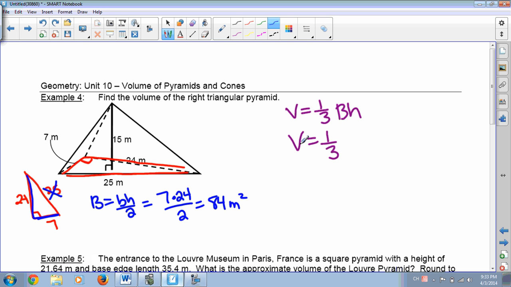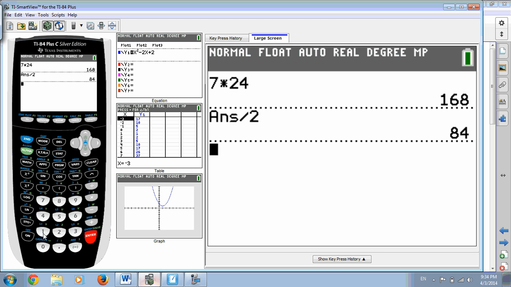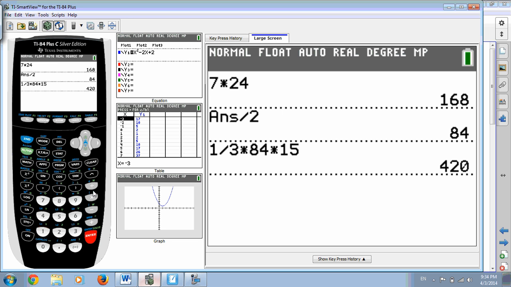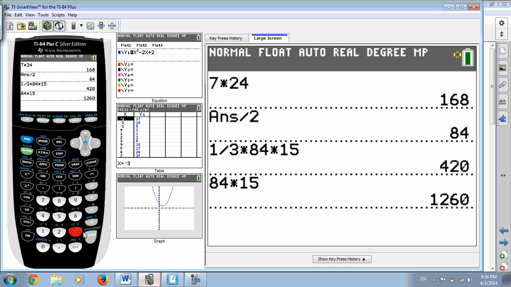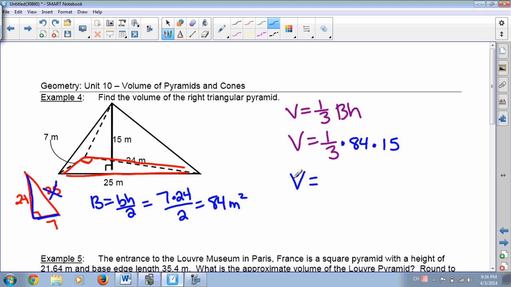So our volume is 1/3 times area of the base, which we just found was 84, times the height of our pyramid, right here. There's the right angle, so the height of it is 15. There's no pi here when we're dealing with pyramids. So we're going to do 1/3 times 84 times 15 in our calculator. We get 420. Or you could have done 84 times 15 and then divided by 3. And you still get 420 meters squared.